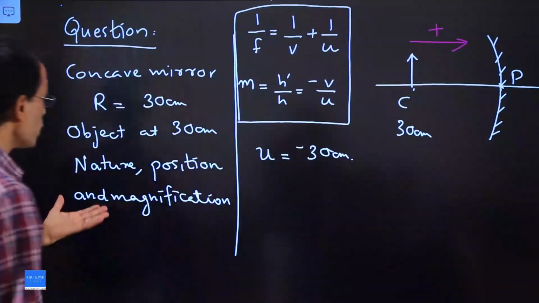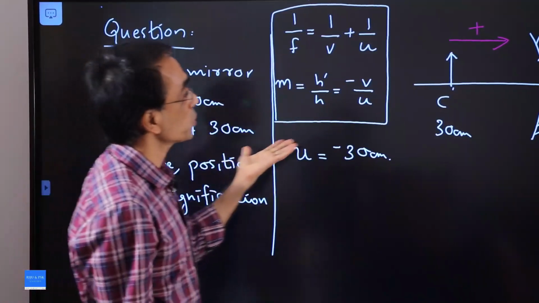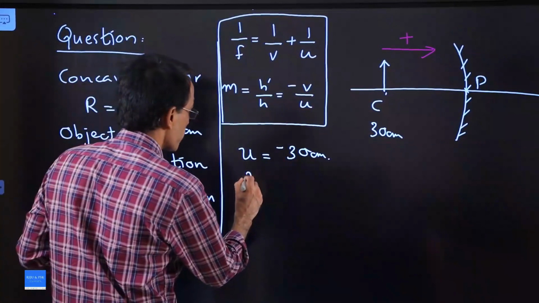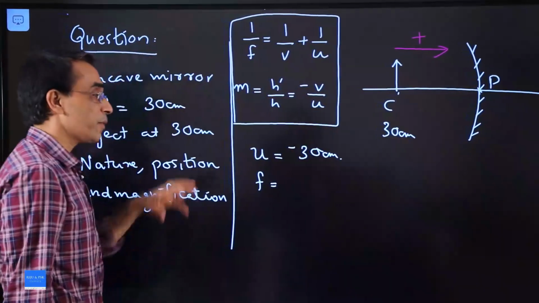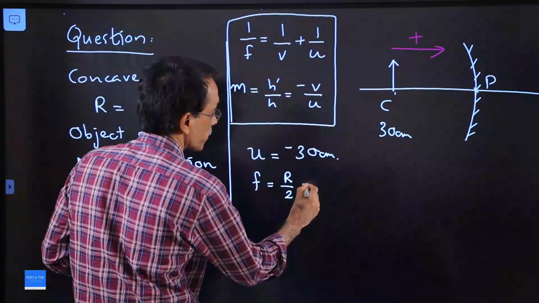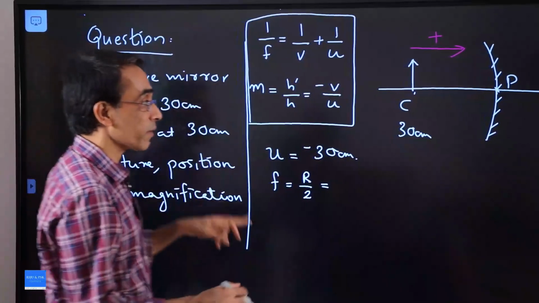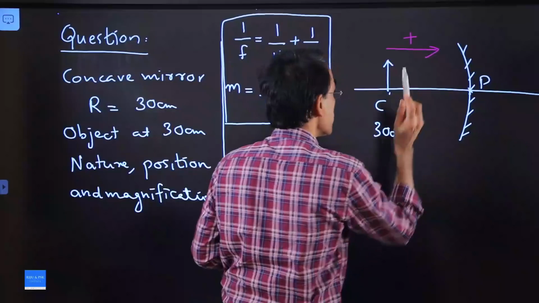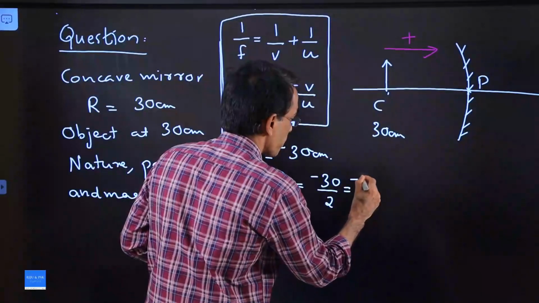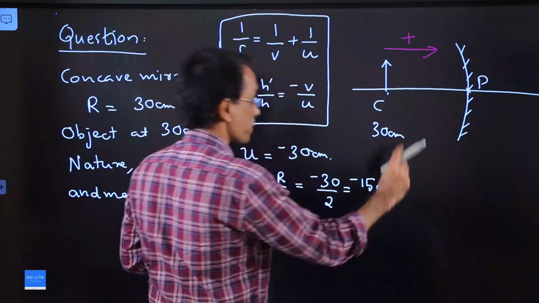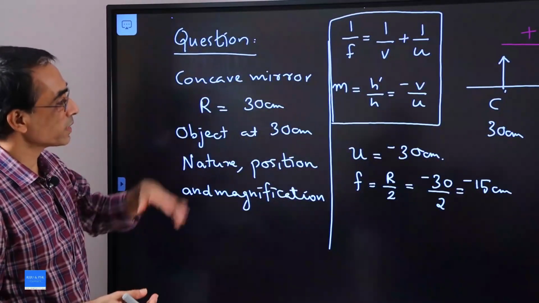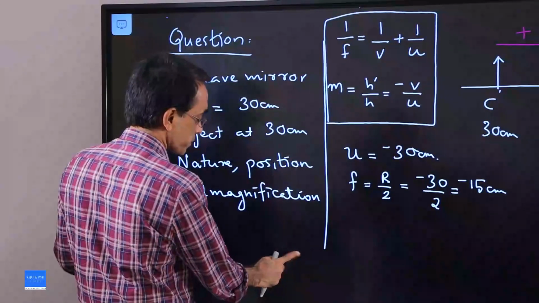Now, what do you want? You need to find the position of the image. You don't know the position of the image, so you don't know v. You have to calculate v. But do you know what is f? F is not given. But we studied that f is equal to R by 2, where R is the radius of curvature. And what is R? Radius of curvature is the distance from the pole to C, and that is minus 30, divided by 2. So you will get it as minus 15 centimeter. So you got focal length minus 15, you got u minus 30. Now let us apply that in the equation.